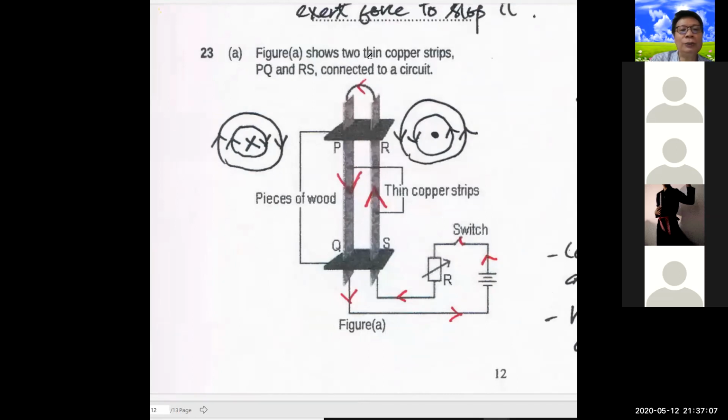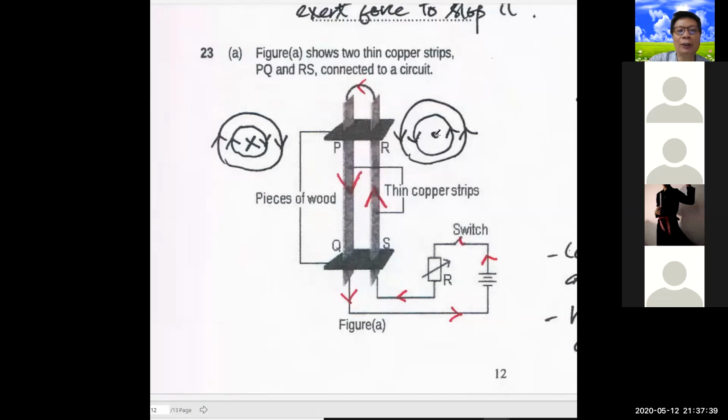Okay, question 23. Figure shows two thin copper strips. You see the whole diagram, how the current flows, you copy. The current comes from positive, follows here, goes up, follows here. The current goes up, it crosses over, then it comes down, then goes back. This is how the current flows. On the right side, this side, the current goes up here. Go up means come out from this piece of thing, right?